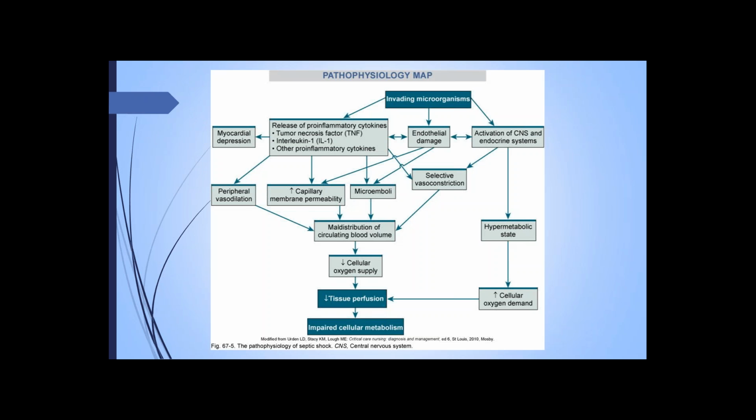What you see on the screen right now is the pathophysiology map of septic shock through the central nervous system. It's kind of busy, but if you go one arrow at a time to a box and then follow it, it will make sense. Please recognize that whatever happens in this, you're invaded with a microorganism, and it will result in decreased tissue perfusion and impaired cellular metabolism, which we said that's shock, right?